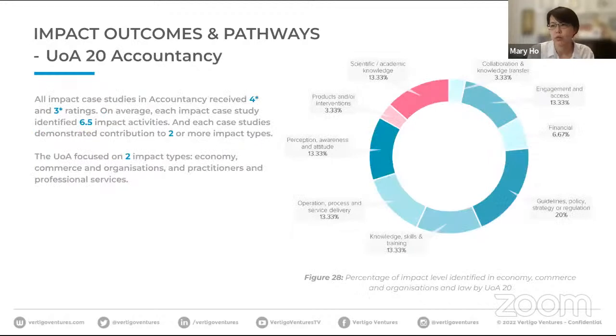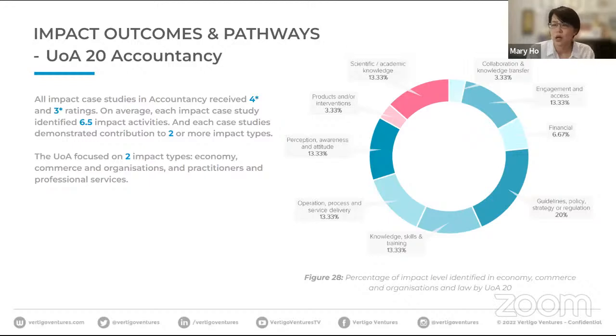The last UOA I want to talk about is UOA 20, accountancy. Once again, UOA 20 accountancy is very similar to UOA 9 chemistry because all of the impact case studies that were submitted by the universities received 4-star and 3-star ratings. And again, this can be, for universities and academics, an exemplary UOA to look into, especially for the business schools across the local universities as well.